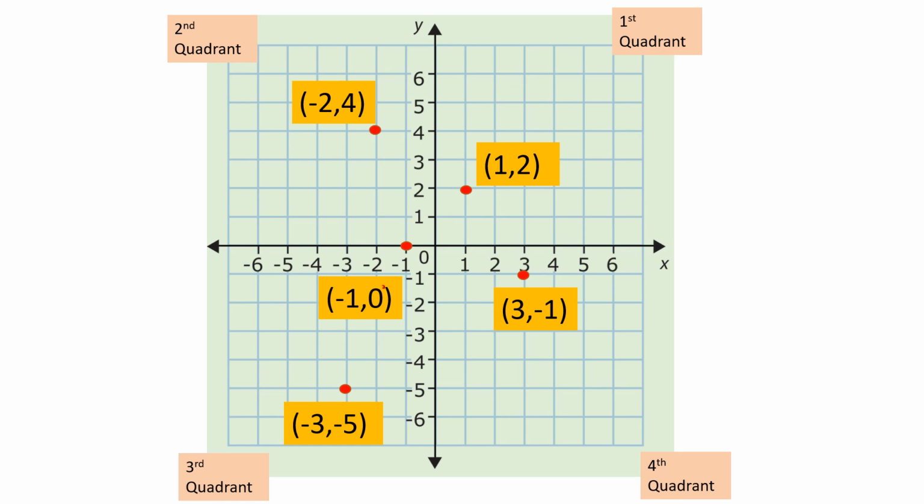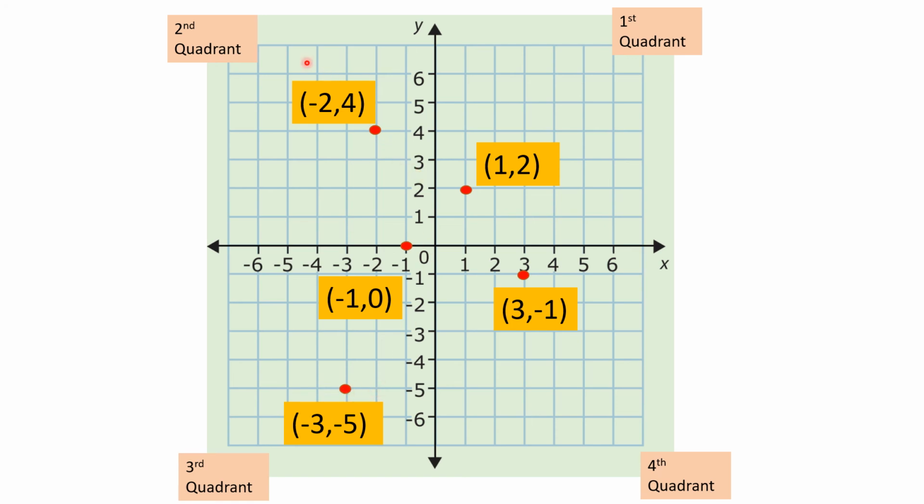Now the next one is (-1, 0). (-1, 0) means on the y-axis it should be 0 and on the x-axis it should be -1. So this is the line, and this is the point. So you can see (-1, 0) is this point. Next, (-3, -5). The x-axis is -3, then the y-axis is -5. So x, y is (-3, -5). This is the point where they intersect. So this is (-3, -5).